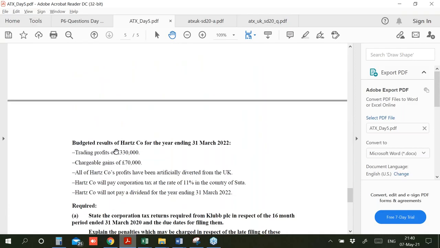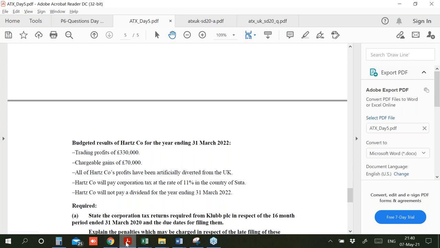Budgeted results are trading profit of 330,000 and chargeable gains of 70,000. All of the Hertzco profits have been artificially diverted from the UK. So that you can see as well, that is another condition. Hertzco will pay corporation tax at the rate of 11% in the country of Suta and will not pay a dividend.